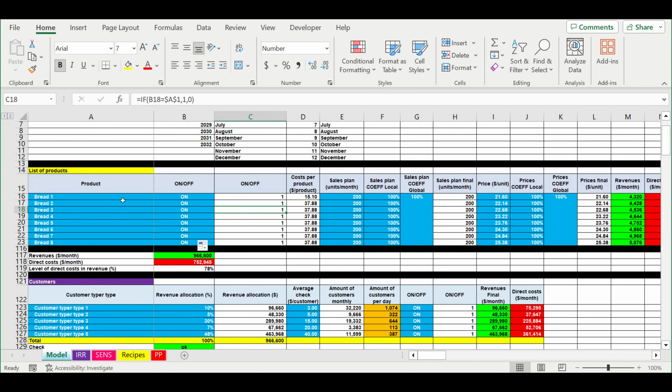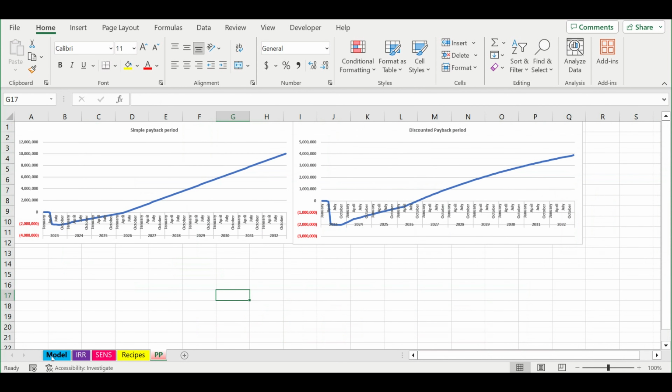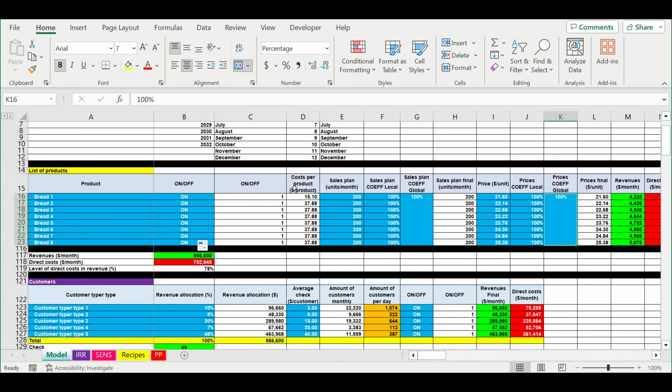Here, in the next block of inputs, we can name our product line, all breads, cakes, and so on. Then we are adding on-off toggles for future scenario analysis. By the way, we will be adding a lot of on-off toggles, global and local coefficients, that will ease our scenario analysis many steps ahead when we will need to test the stability of this or that scenario.